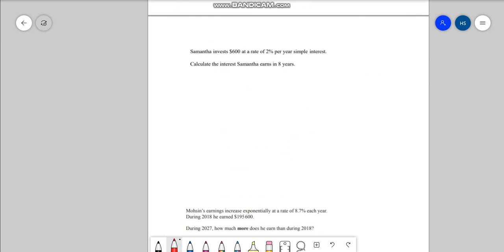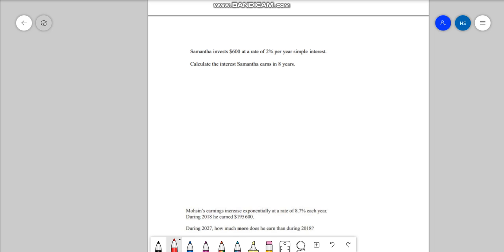Next, we come to the interest part. So interest, we have two different interests. One is called the simple interest, the other one is called compound interest. So the first example, Samantha invests $600 at a rate of 2% per year, simple interest. Calculate the interest Samantha earns in 8 years.